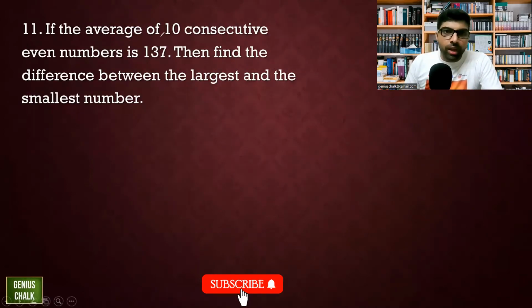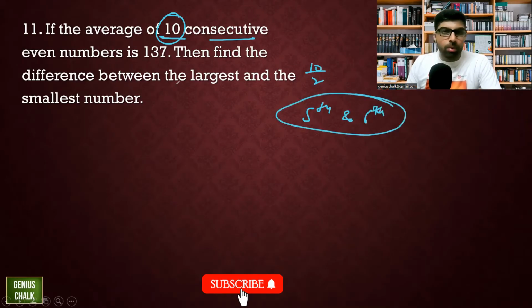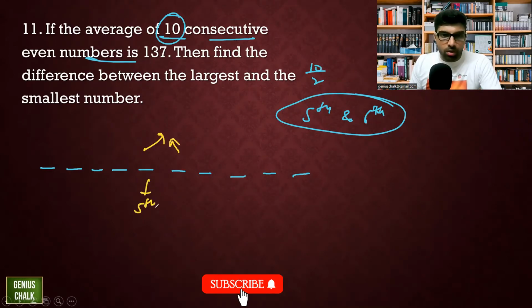If the average of 10 consecutive even numbers is 137. Now you know 10 means the 5th, which is 10 by 2, and 10 by 2 plus 1, that is the 6th observation. This has to be my average. So 1, 2, 3, 4, 5, and 6, 7, 8, 9, 10. Now you know that this is the 5th position, this is the 6th position.